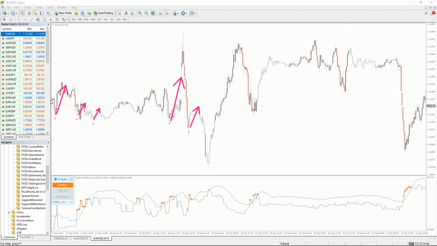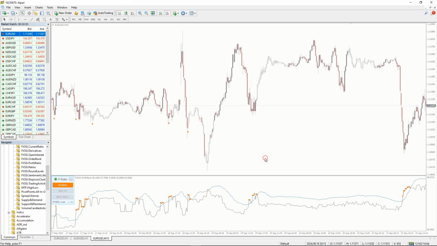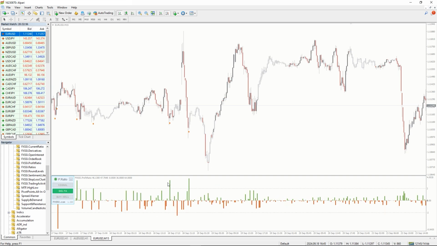Since the profit ratio indicator updates its data every 20 minutes, it performs best on time frames ranging from M5 to M30. You can spot price reversals by examining the profit ratio signal chart. If the readings surpass their signal line value, marked with orange dots or lines, it might be a signal to enter the market. Another method is to review the delta chart.